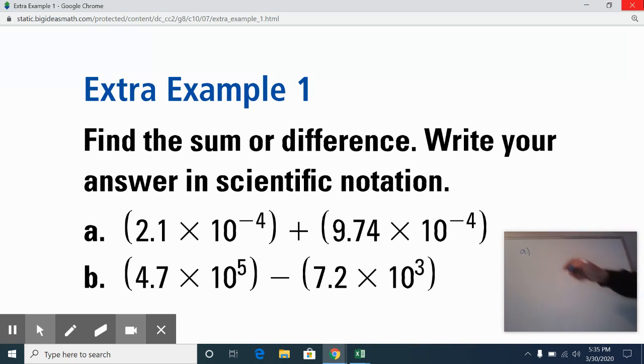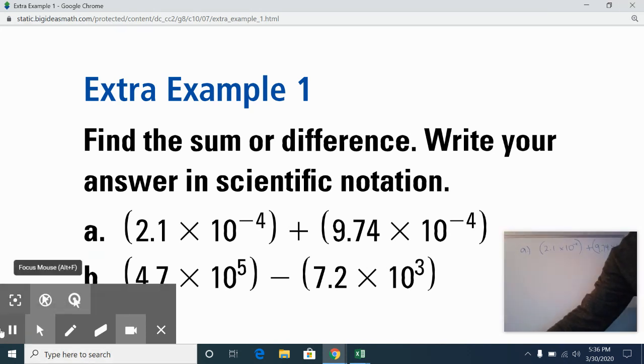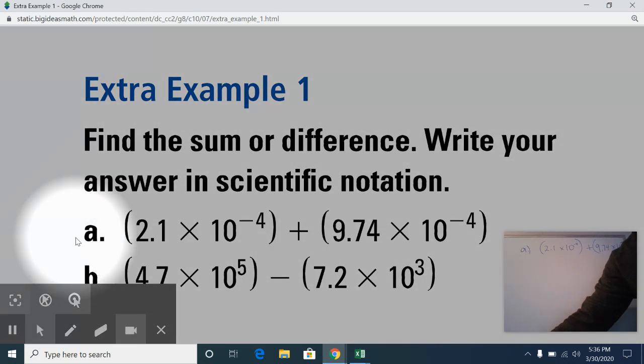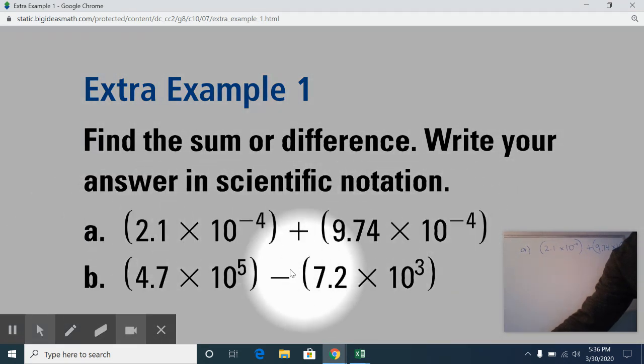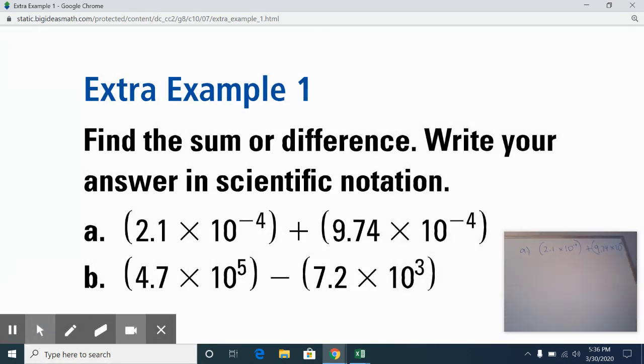We're adding 2.1 times 10 to the negative fourth. I'm adding that to 9.74 times 10 to the negative fourth. Okay? So, first thing I'm looking at, guys, is the fact that my exponent for my 10 in both expressions is already the same. Okay, it's already -4. That's good because it makes the problem a lot easier.